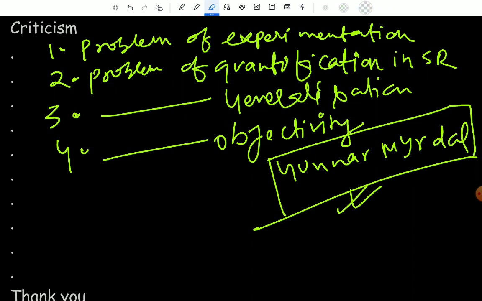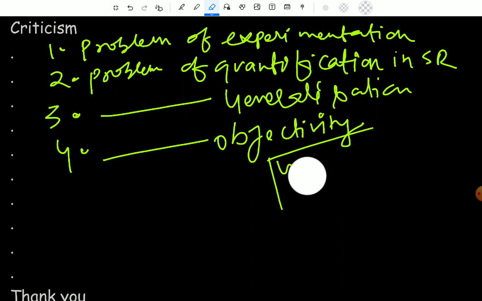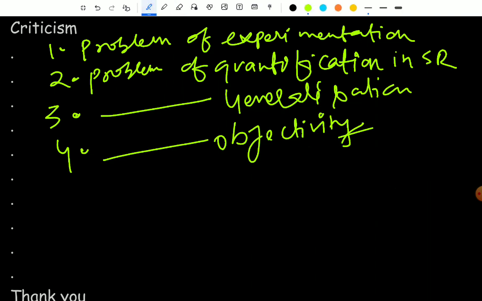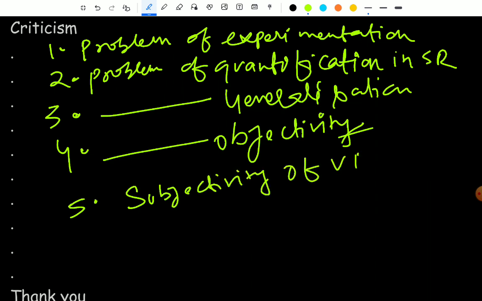Next criticism is that there is subjectivity of value biasness in various stages of the sociological research process. Subjectivity of value biasness creeps in at various stages of the sociological research process. This is R.K. Merton's criticism. R.K. Merton is a sociological thinker. The very selection of the topic for sociological research is itself influenced by one's values and preferences. So Merton argues the very selection of the topic for sociological research is itself influenced by one's values and preferences. So there is subjectivity of value biasness at various stages of the sociological research process.